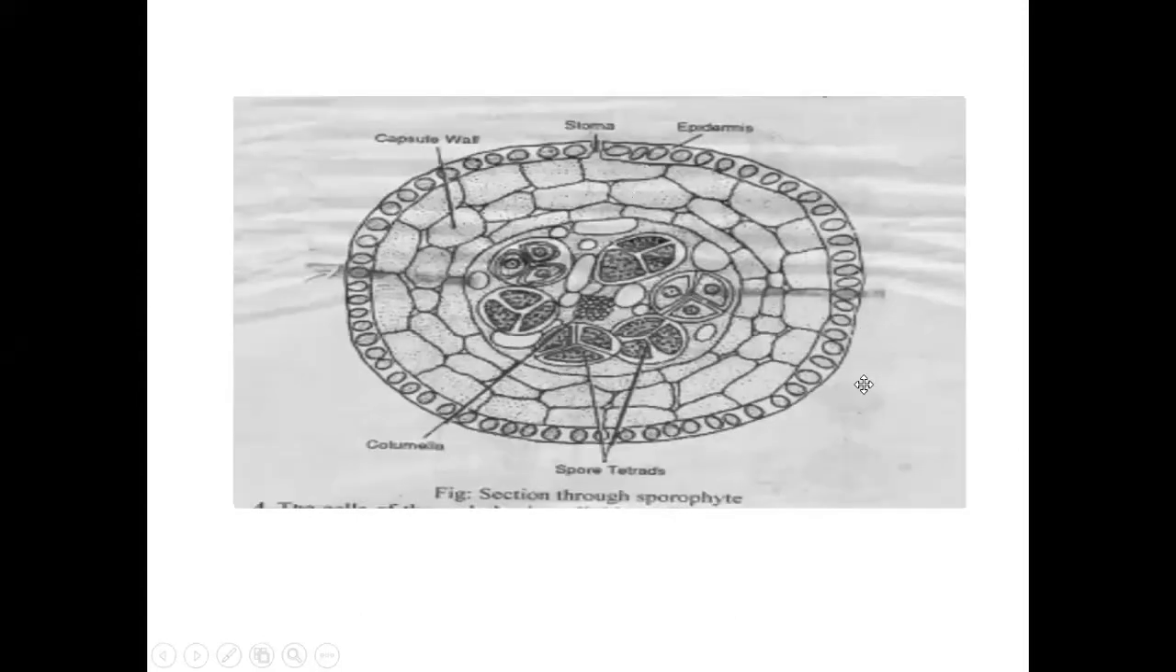Okay, so this is a cross section of the sporophyte capsule. So this is the entire epidermal region. This is the parenchymatous tissue. These are the spores, which are spore tetrads, developed around this central columella. And these spores are exposed by the longitudinal splitting of the capsule wall.